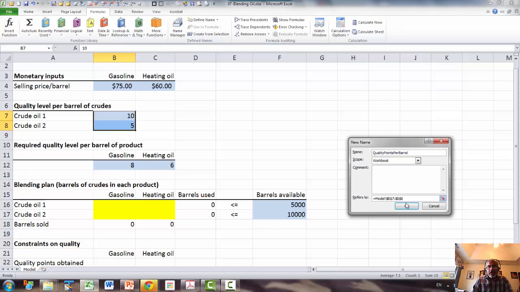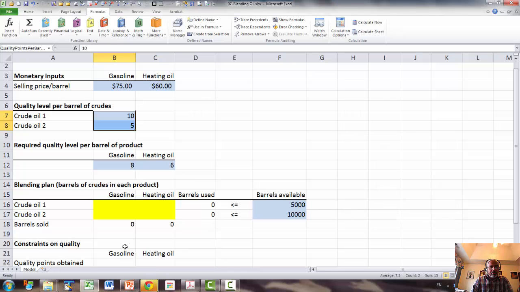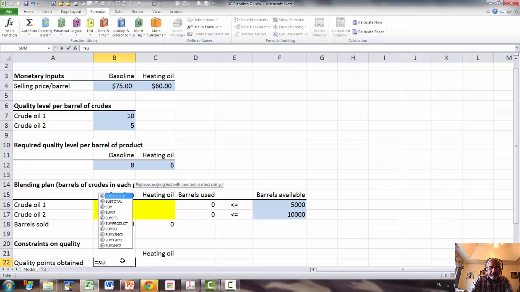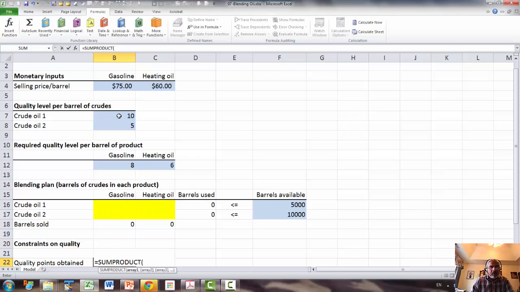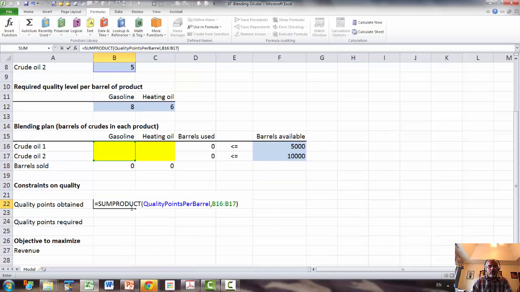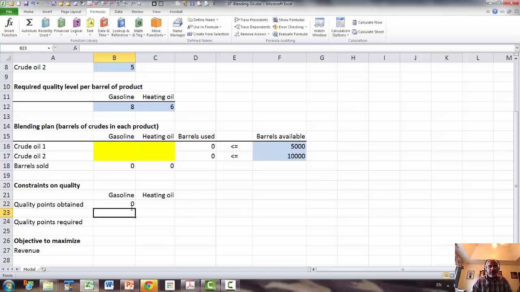Okay, for crude oil 1 and 2, now if you do a sum product of that quality points per barrel with the number of barrels that we'll be using, this will give us the total quality points that will be in the gasoline that we are producing. And you copy that here, and that will give us the total quality points that will be in the total heating oil that we have produced.